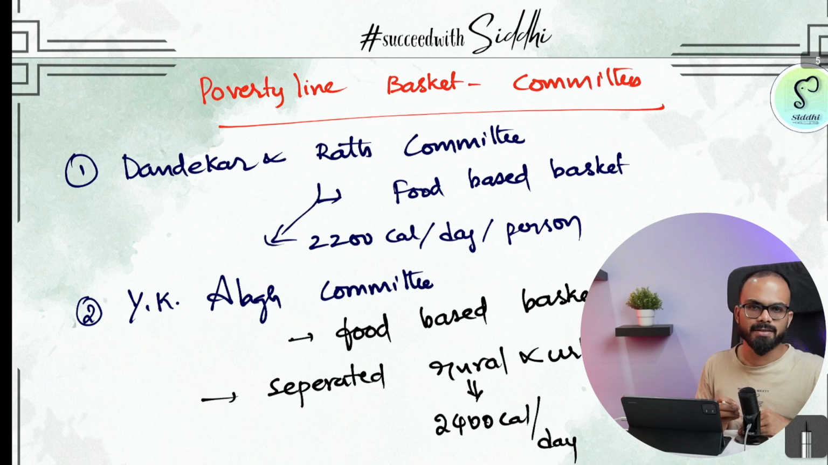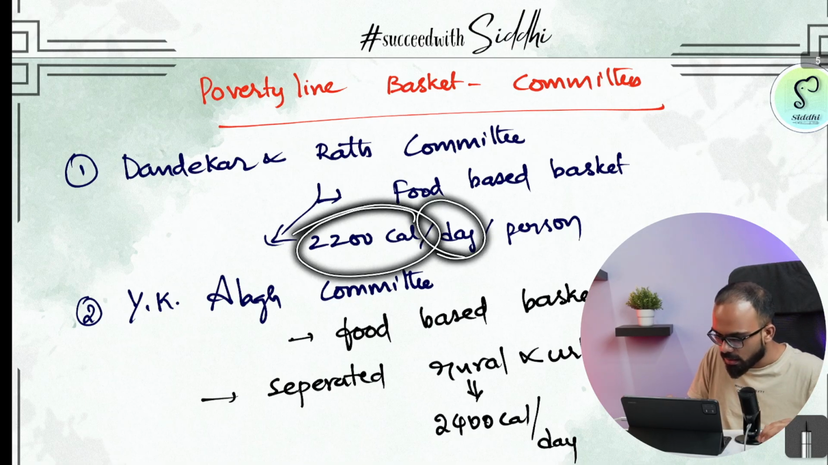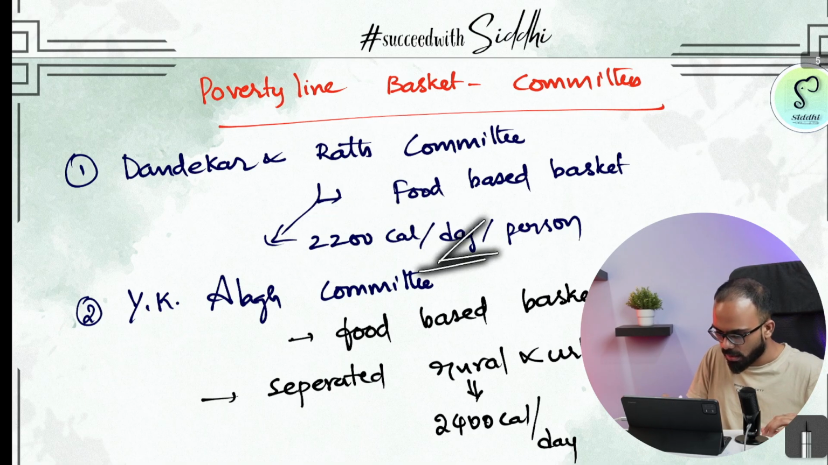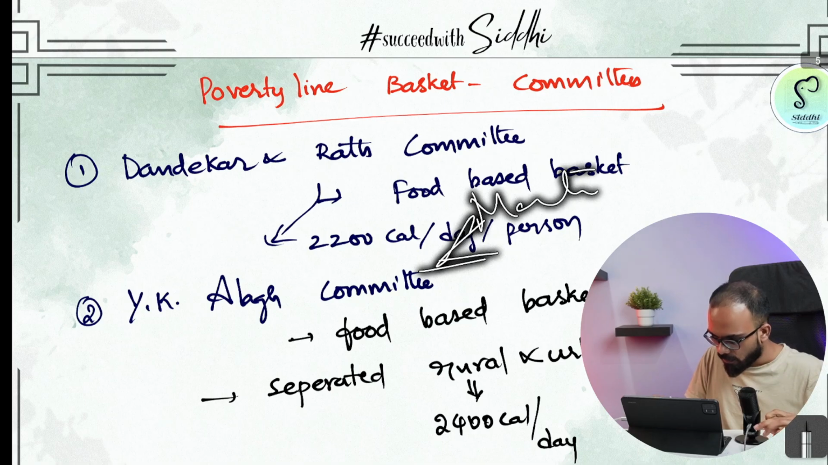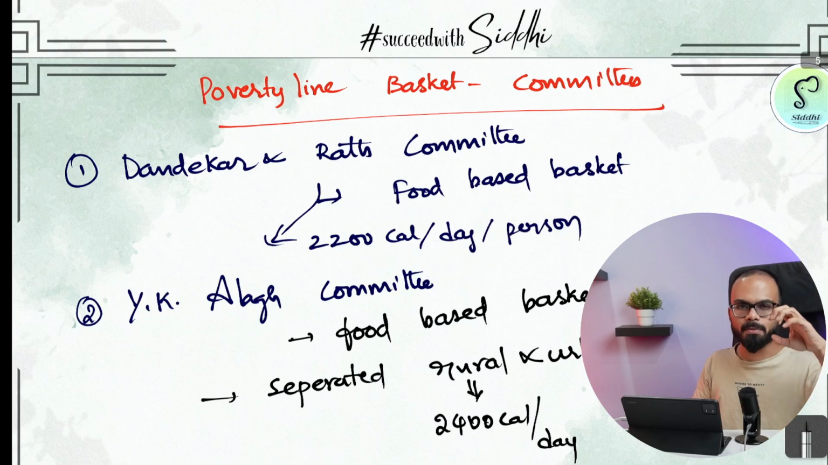Dandekar and Rath committee decided that the poverty basket will be decided based on food consumption, and they gave a metric that any person who is not able to consume more than 2200 calories per day in a month, in an entire month, 2200 calories per person in a family, that family is considered as a poverty or poor family.